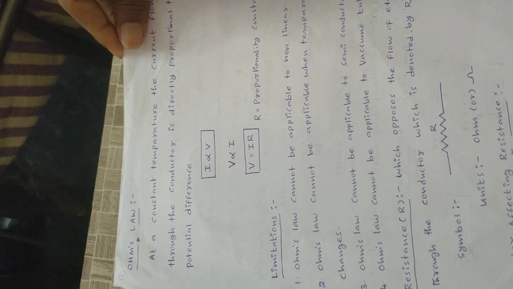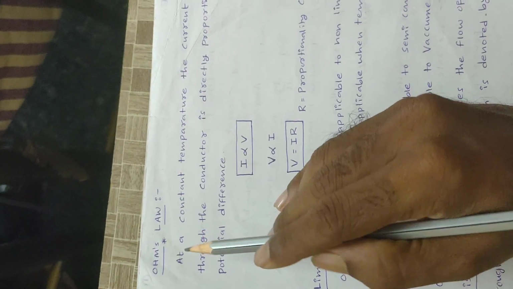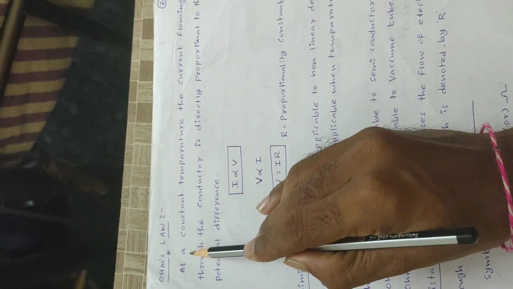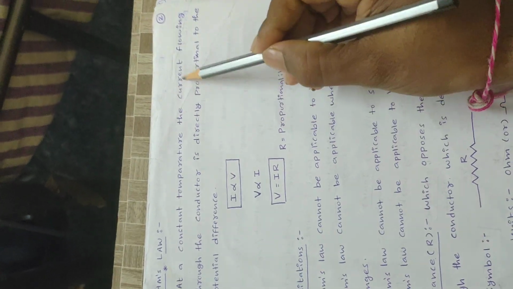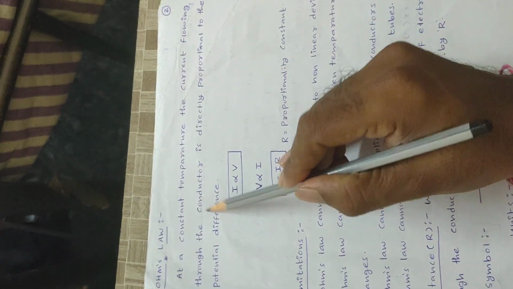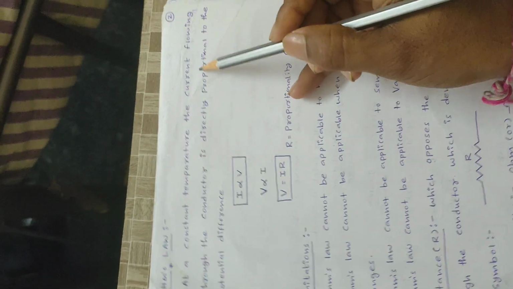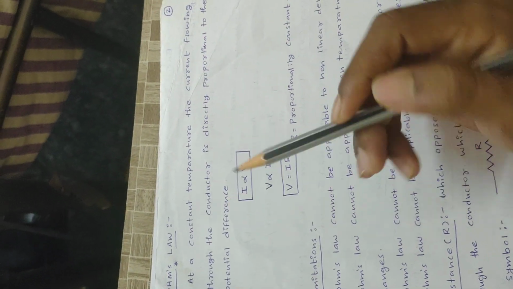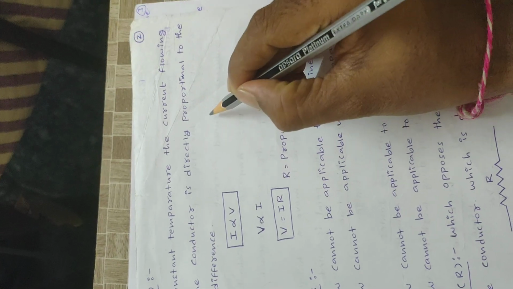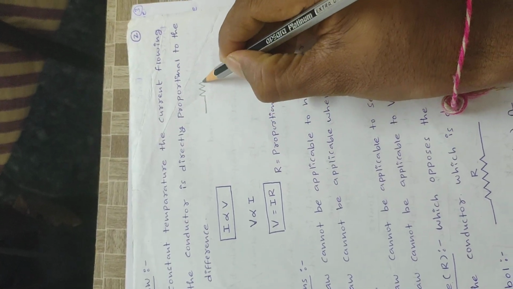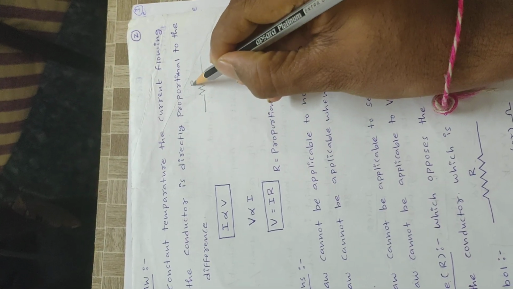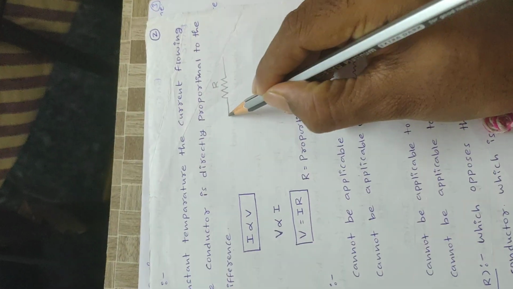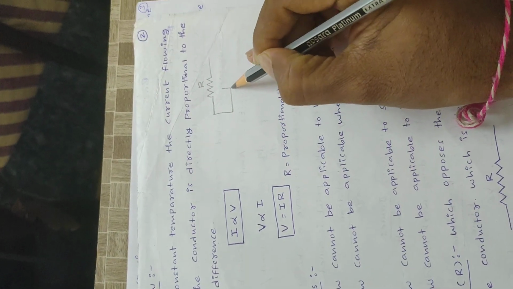Now we will discuss Ohm's law and its limitations. This is the statement of Ohm's law: at a constant temperature, the current flowing through a conductor is directly proportional to the potential difference or voltage. Let us consider a conductor, here resistance R, and apply a battery voltage of V volts.